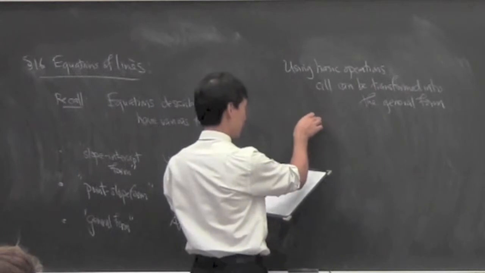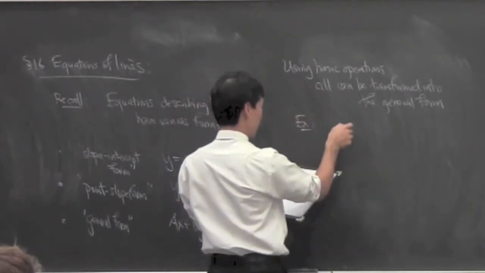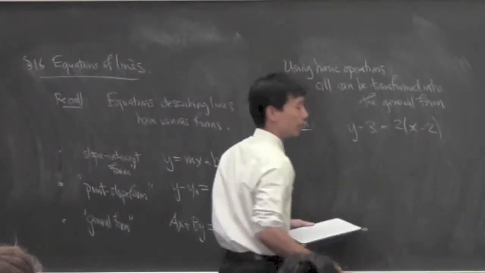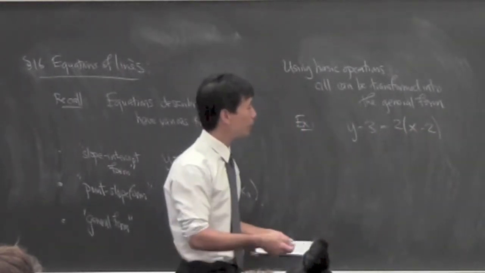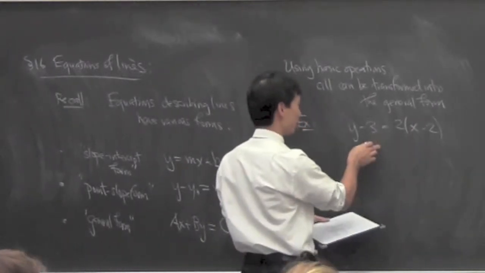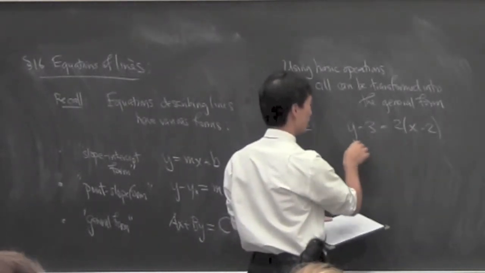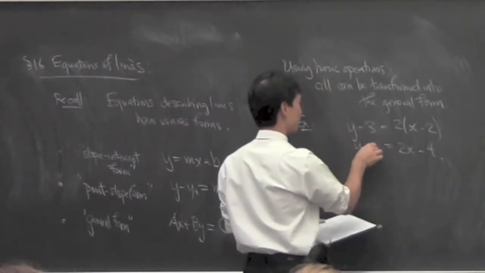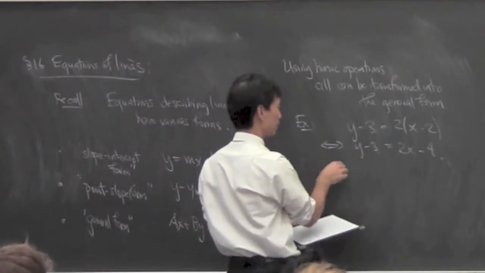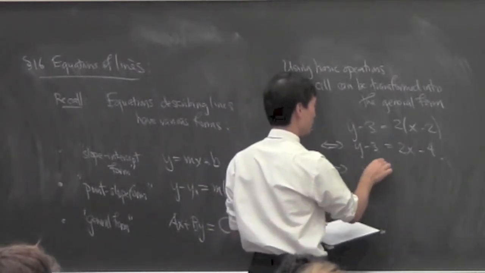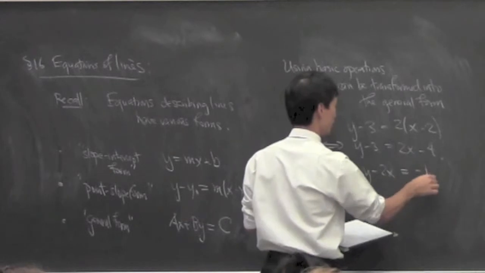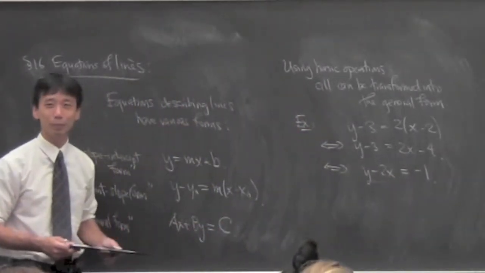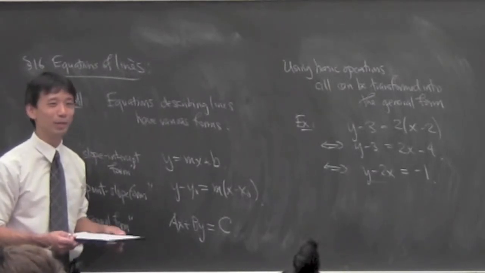Let me show you what I mean by this. If somebody gives you the point slope form, you can transfer it to the general form just by elementary arithmetic, of course. You say, well, look, this is 2x minus 4. This is the same thing as that. This is the same thing as y minus 2x is equal to minus 1. And now it's in the general form. So that's not remarkable. You should be rolling your eyes.